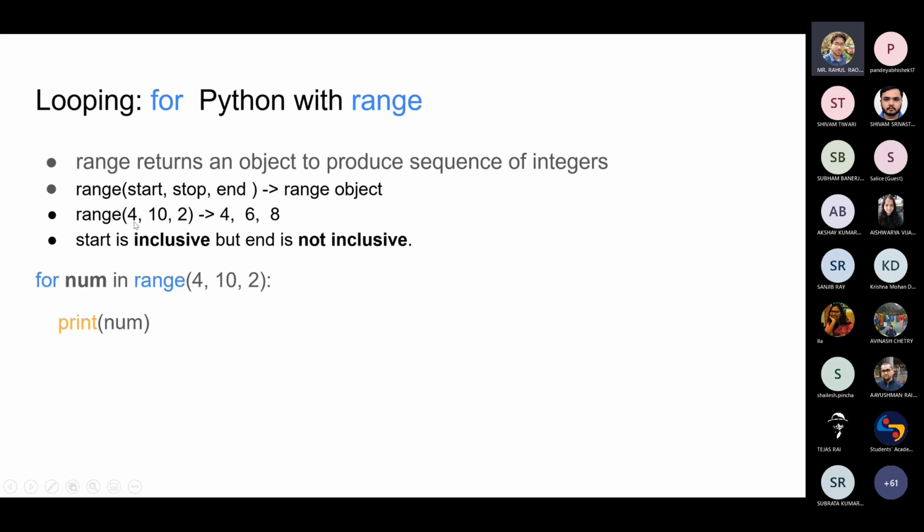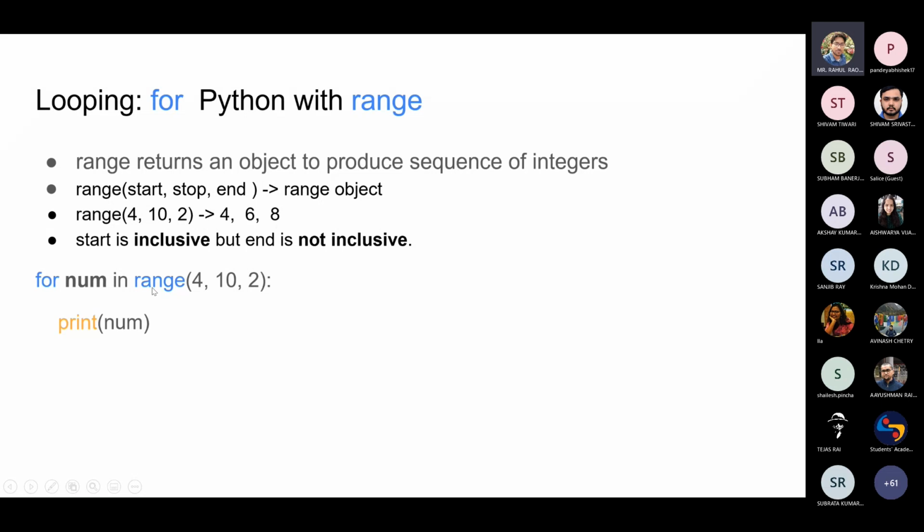So it will start from 4 and go up to 10. 10 is not inclusive, it is exclusive, and it will go with a step size of 2. It starts from 4, increments by 2 to go to 6, again increments by 2 to go to 8, and again increments by 2 to go to 10, but it will not include 10. So start is inclusive, but end is not inclusive.